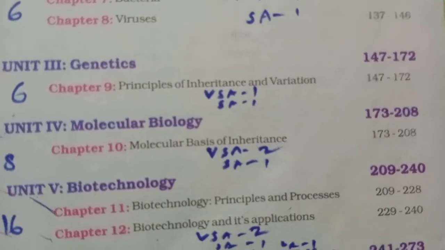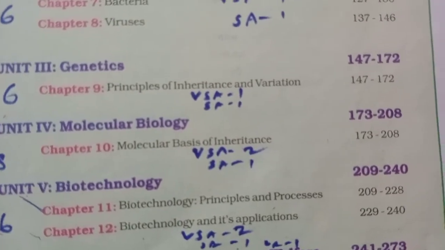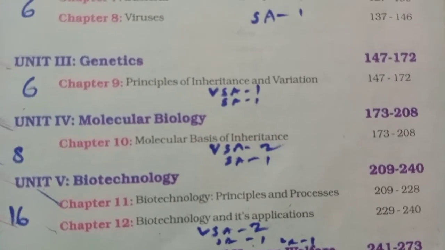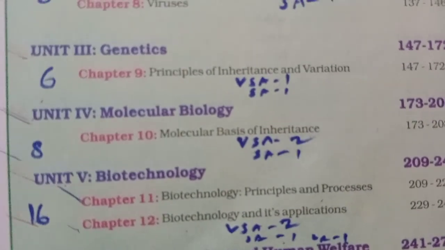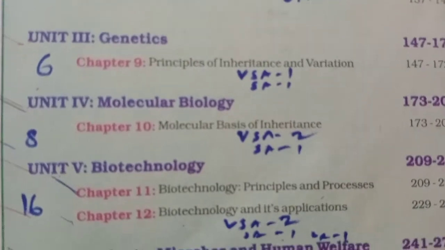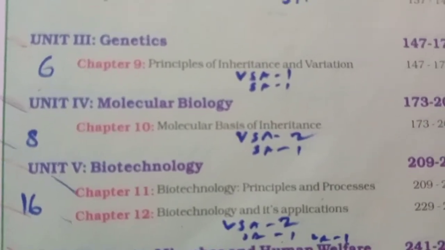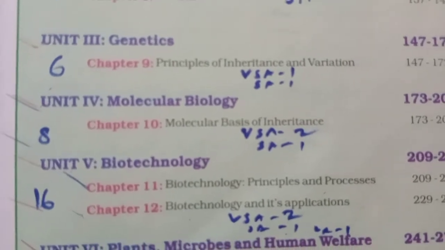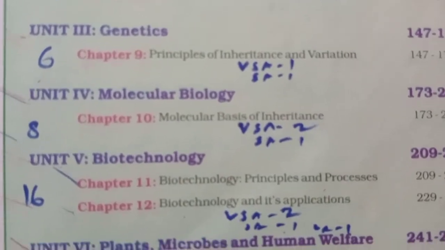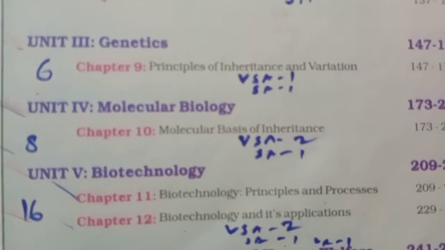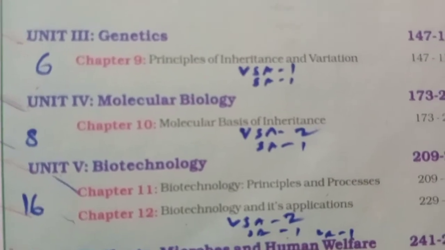Variations lead to some beneficial characteristics and some harmful characteristics. Next, go to molecular biology. Here we study the molecular basis of inheritance, mainly DNA, RNA, and other genetic materials.